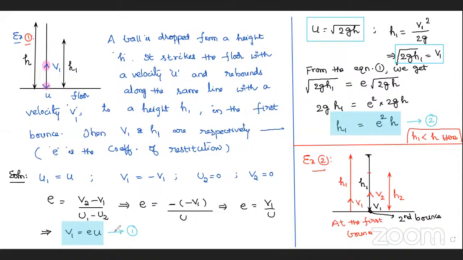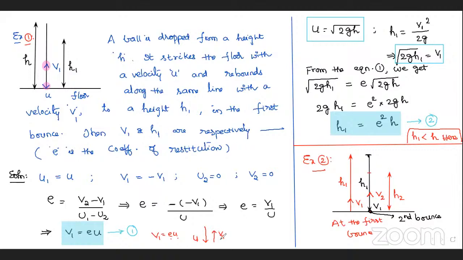Right. Simple, Nana. Here at the first bounce, observe the common sense. Simple common sense. It strikes with a velocity u, bounces with a velocity v1. Then these two are interrelated at the first bounce as v1 is equals to eu. Am I right? Strikes with u, bounces with v1. So v1 is equals to eu.